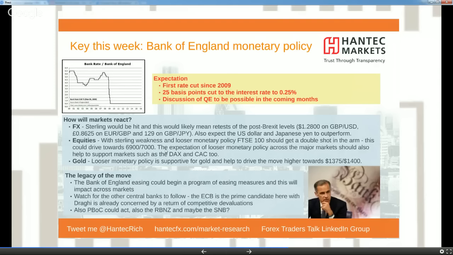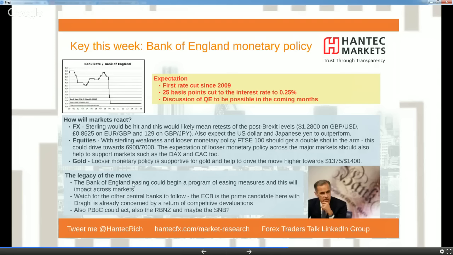Now, expectation of loose monetary policy across the markets would also help to support DAX and CAC too. Now, in terms of gold, I think gold would also be supportive, because, again, it could potentially be that the Bank of England begins another wave of loose monetary policy across central banks, and that ultimately is supportive for gold.